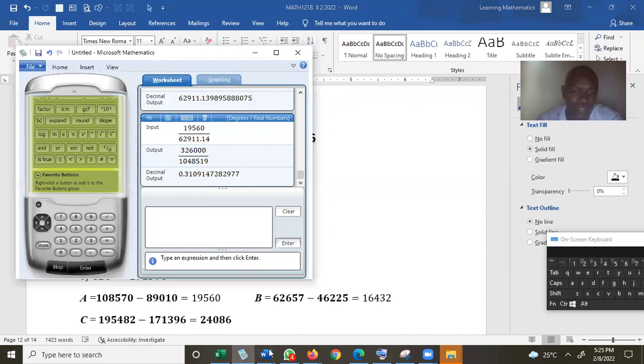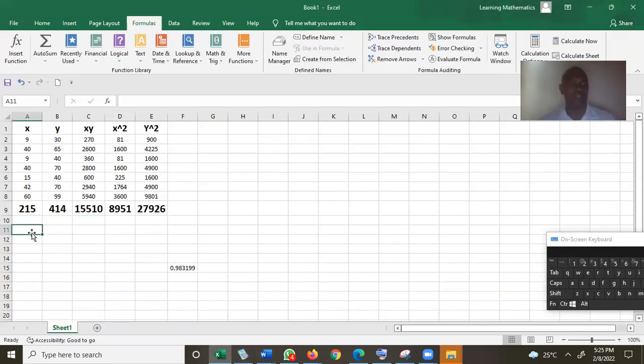Okay, what I can also do is use Excel to get those numbers for me. The sum of XY, 7, so I can put equal 7 times C9, 08570. That's it.